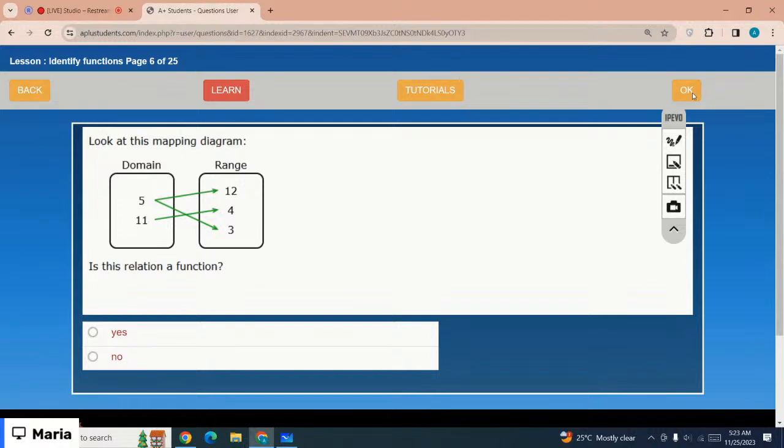Look at this mapping diagram. Is this relation a function? Which is the correct option? The correct option is no, because you can see the domain value 5 has two values, 12 and 3, right? So the correct option is no.